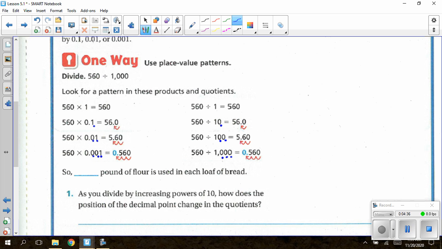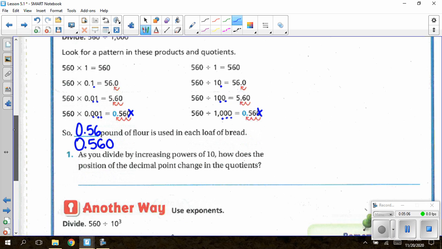0.560. So when you go to write your answer, remember we do not have to have the 0 at the end. Those zeros do not change the value. So you could just say that there are 56/100ths pound of flour used in each loaf of bread. Now obviously if you did keep the 0, it would not change your answer or the value. You could go with either answer.